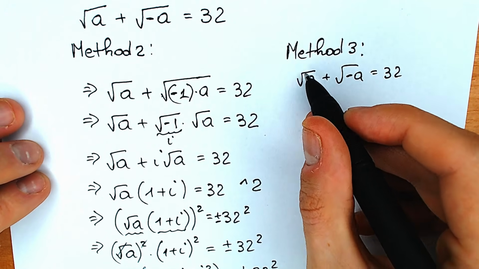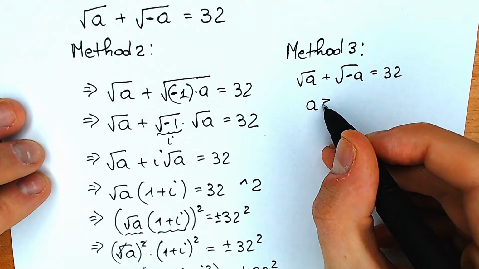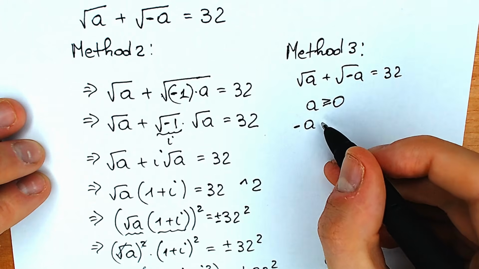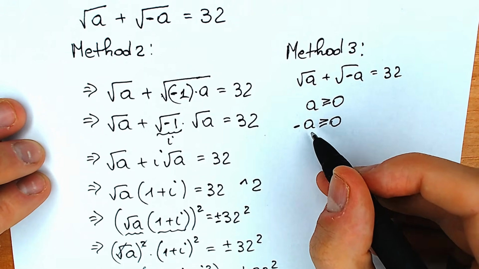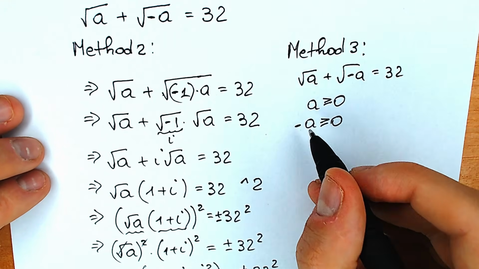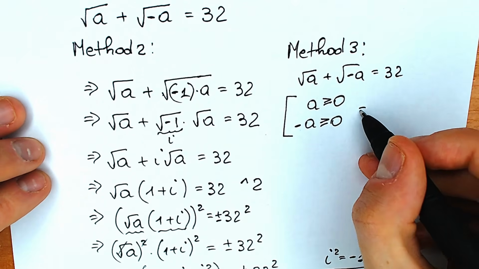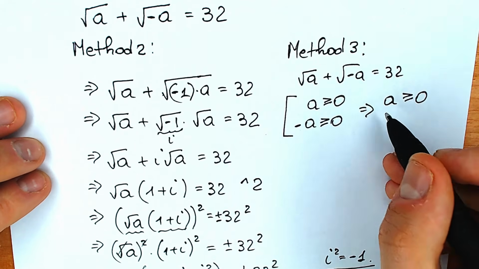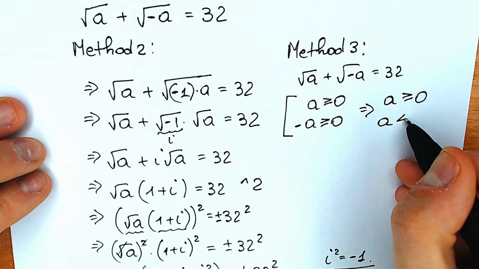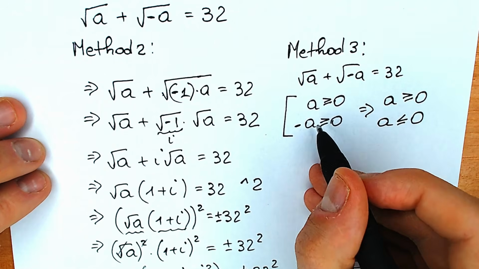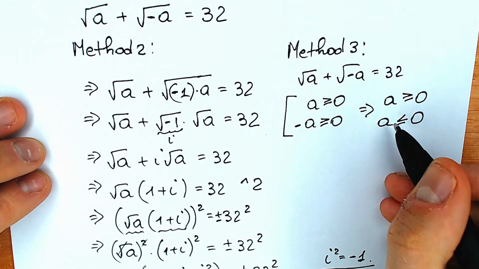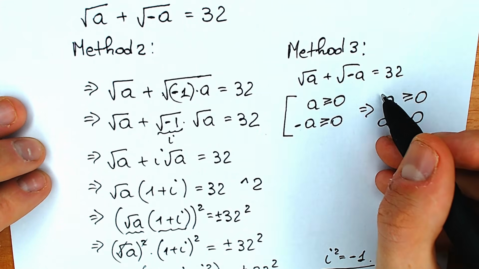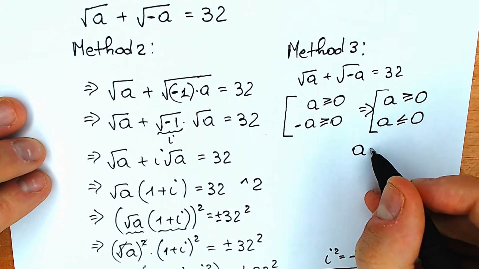First of all, square root of a needs to be positive, so a needs to be greater than or equal to 0. And this expression also needs to be greater than or equal to 0, so minus a needs to be greater than or equal to 0. But when we multiply this second inequality by minus 1, we need to change the sign. We have a greater than or equal to 0, and a less than or equal to 0. So from here we can easily say that a needs to be equal to 0.